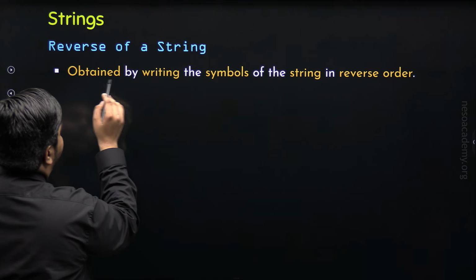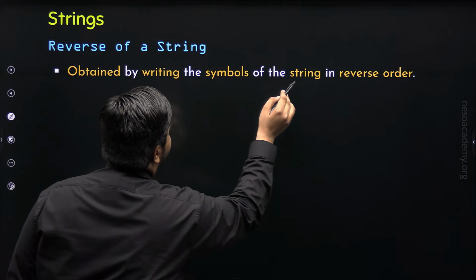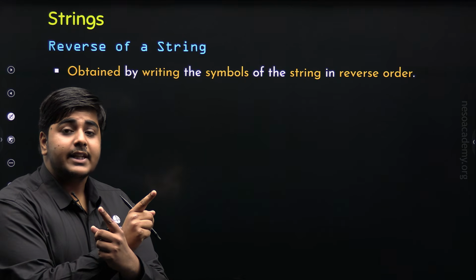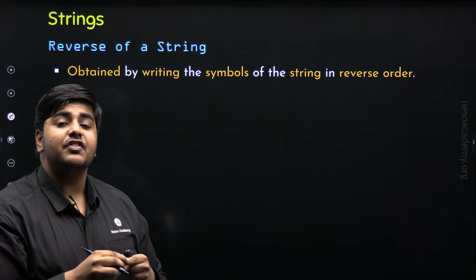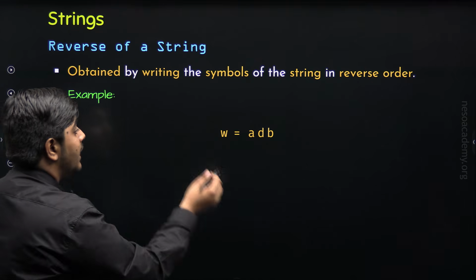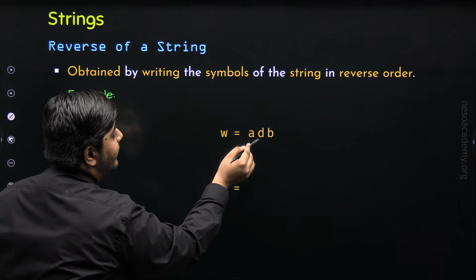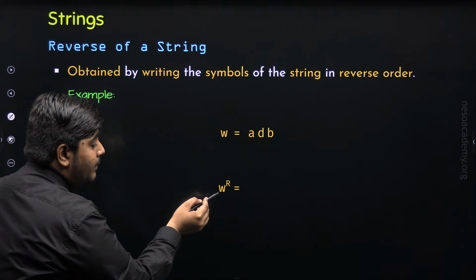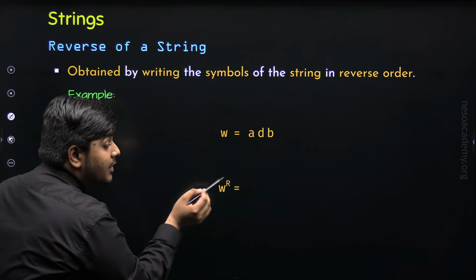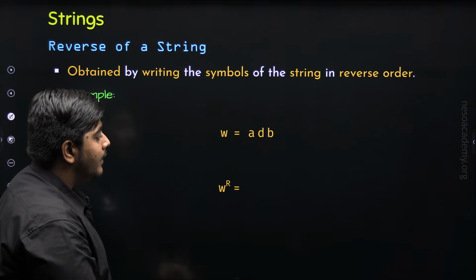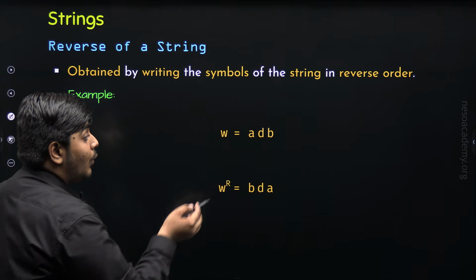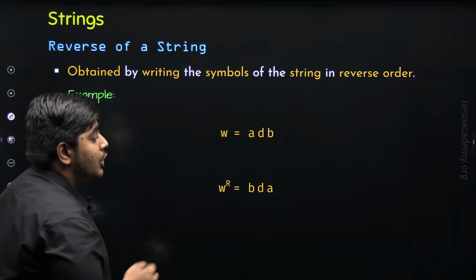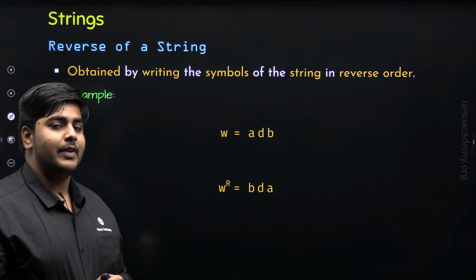Reverse of a string is obtained by writing the symbols of the string in reverse order. That means we reverse the sequence of symbols in a given string to obtain its reversed form. For an example, we have the string w is equal to ADB, and we can get the reverse of this string represented by w to the power R, where R means reverse of the string, as this. So, B will come first, D will come second, and at last A will come. So in this way, we can get the reverse of the string.